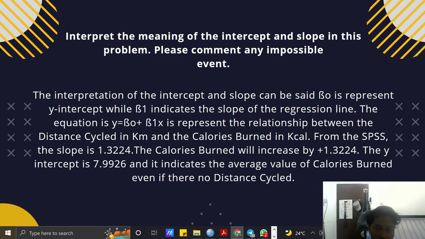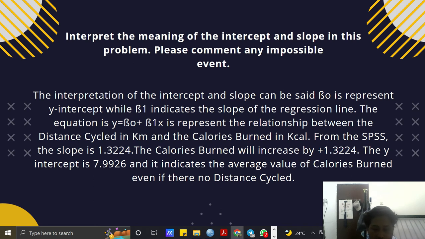So for question E, we need to interpret the meaning of the intercept and slope in this problem, and we need to comment on any possible event. The interpretation of the intercept and slope can be said: beta naught represents the y-intercept, while beta 1 indicates the slope of the regression line. The equation is y equals beta naught plus beta 1 times x, and it represents the relationship between the distance cycled in kilometers and the calories burned in kilocalories.